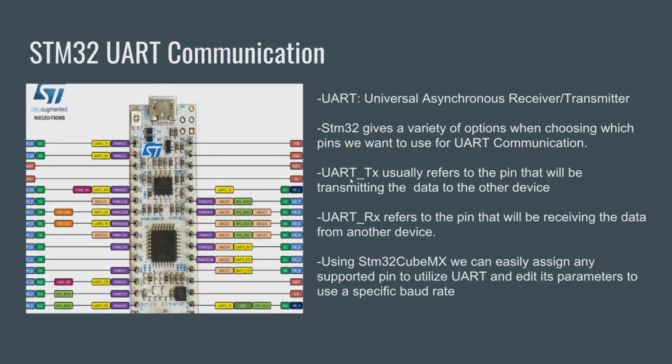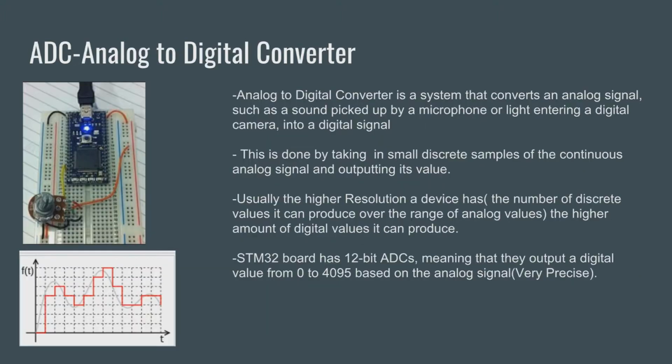UART-TX usually refers to the pin that will be transmitting the data onto the other device, while UART-RX refers to the pin that will be receiving that data from the other device. So using the application STM32CubeMX, we could easily utilize UART by editing its parameters to use a specific baud rate and whatnot.